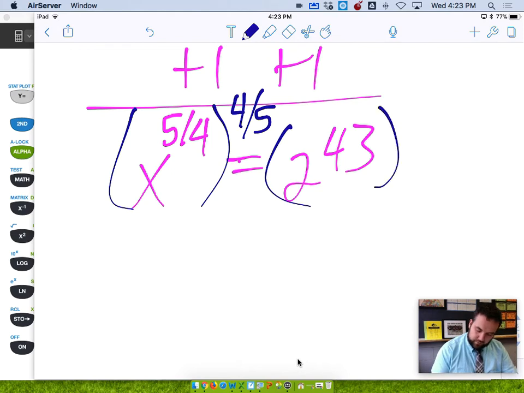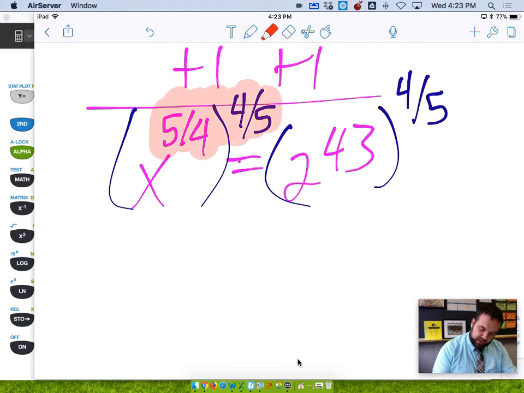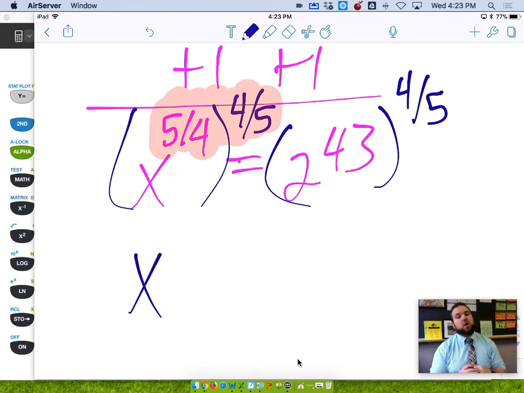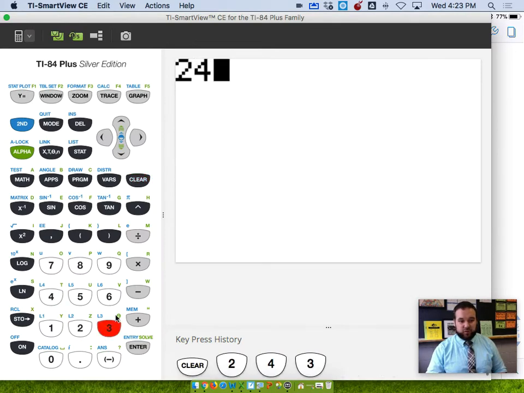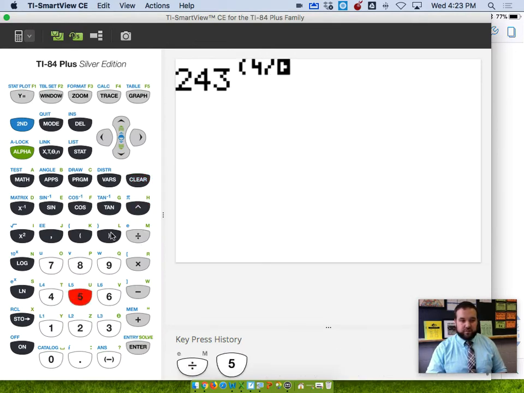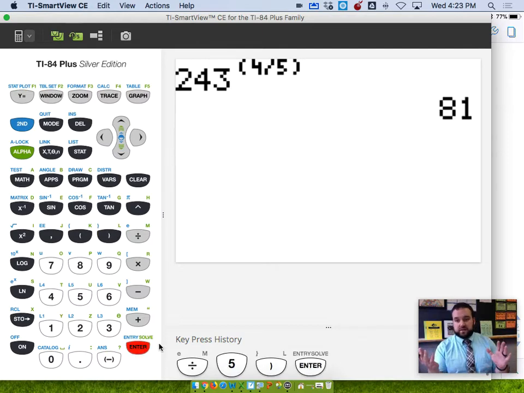The reason that I'm choosing the 4/5 power is that right here is where the magic happens. If I multiply 5/4 with 4/5, that's going to end up being 20 over 20, which is just equal to 1. So when I multiply reciprocals together, they will always equal just 1, which means I don't have an exponent anymore for my variable. Now all I have to do is take 243 and raise it to the 4/5. That's something I can just do in the calculator, 243 to the 4/5, and I get my same answer of 81.